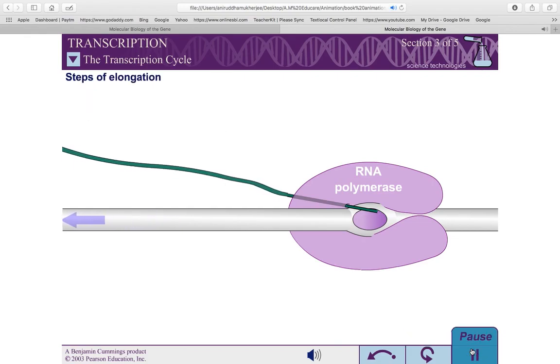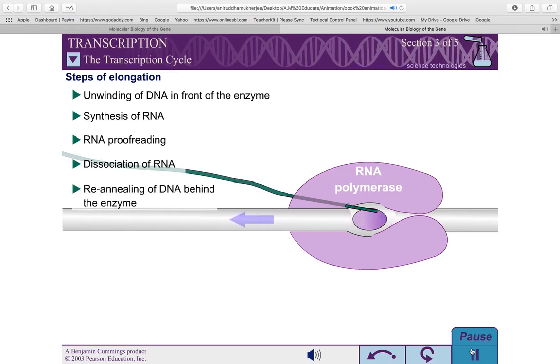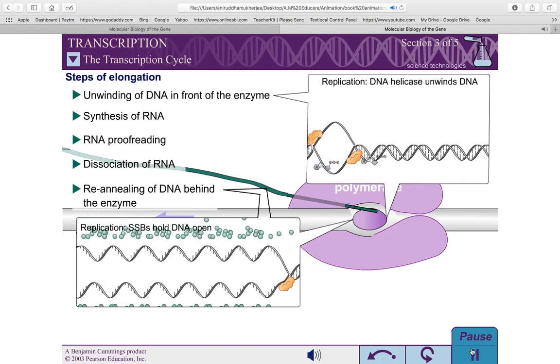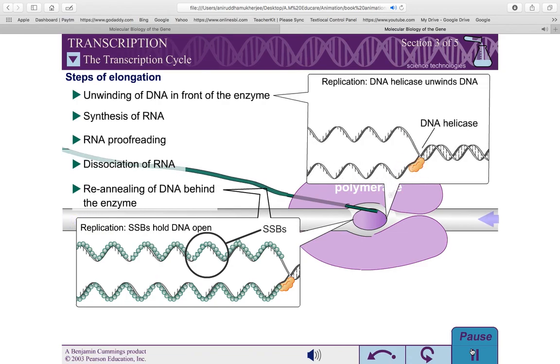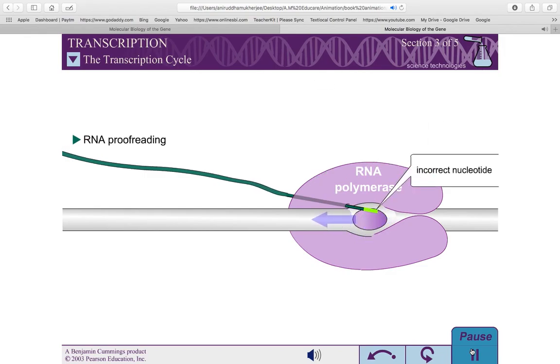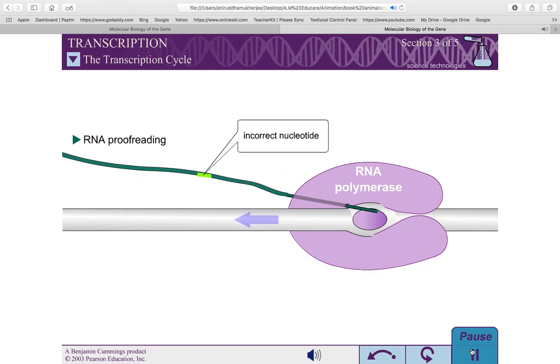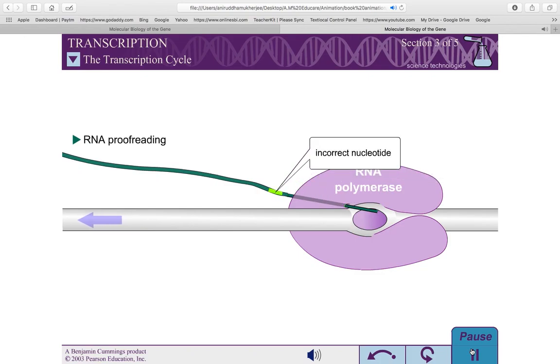During elongation, RNA polymerase unwinds the DNA in front of the enzyme, synthesizes RNA, proofreads RNA, dissociates RNA from the DNA, and reanneals the DNA behind the enzyme. In contrast with DNA polymerase, RNA polymerase is able to perform these functions without the assistance of other proteins. The proofreading activity of RNA polymerase is less efficient than that of DNA polymerase. While the proofreading activity of DNA polymerase only allows about 1 mistake per 10 million nucleotides, the proofreading activity of RNA polymerase allows about 1 mistake per 10,000 nucleotides.